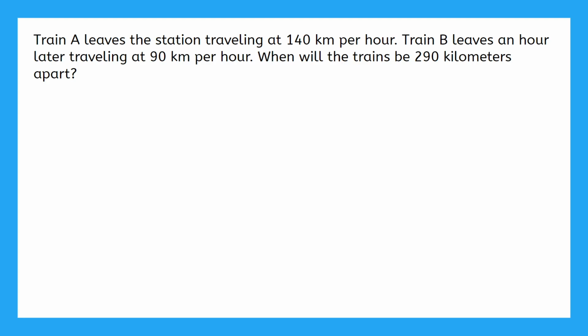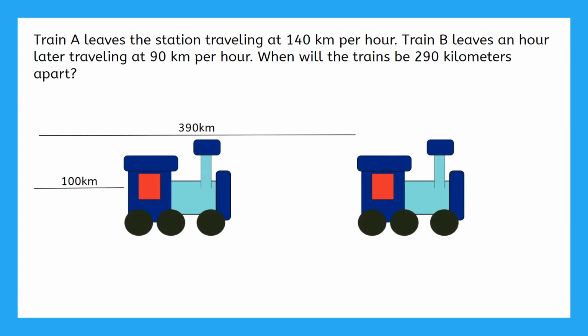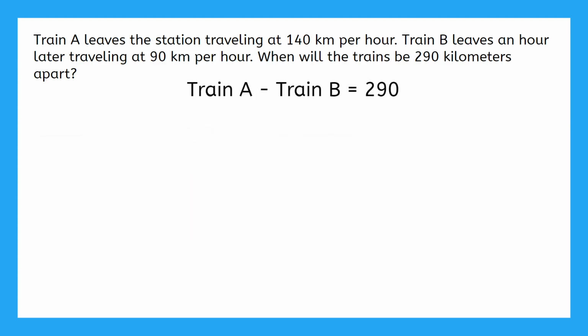One thing we want to be careful of is that this time we don't want the distances to be the same. Instead, we want the trains to end up 290 kilometers apart. So for instance, if train A has gone 390 kilometers and train B only 100, then the distance between them would be 290 kilometers. Or if one was at 540 kilometers away and the other 250. The key here is that we want to subtract B's distance from A's distance, and it should come out to exactly 290. So now that we've got the setup figured out, let's complete the equation.